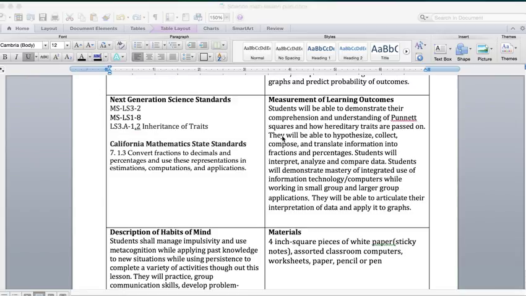They will be able to hypothesize, collect, and compose the information into fractions and percentages, which is the math component, and students will be able to interpret that data and demonstrate a mastery of integrated use of computers and technology while working within small groups and larger group applications. They will be able to articulate their interpretation of data and apply it to graphs.